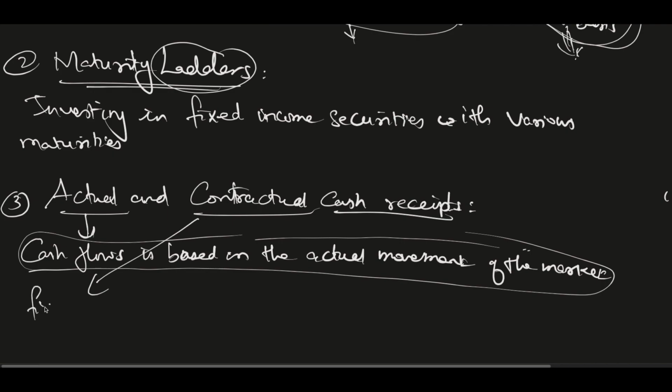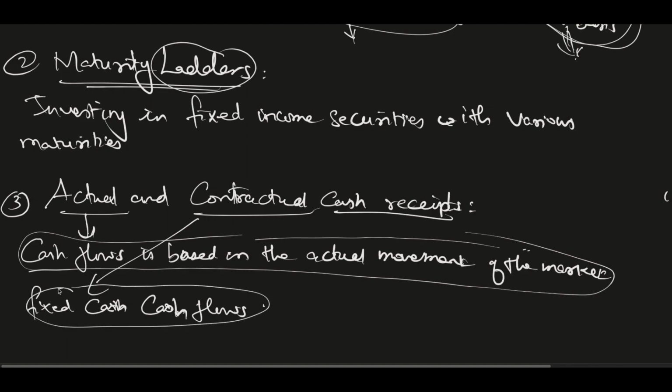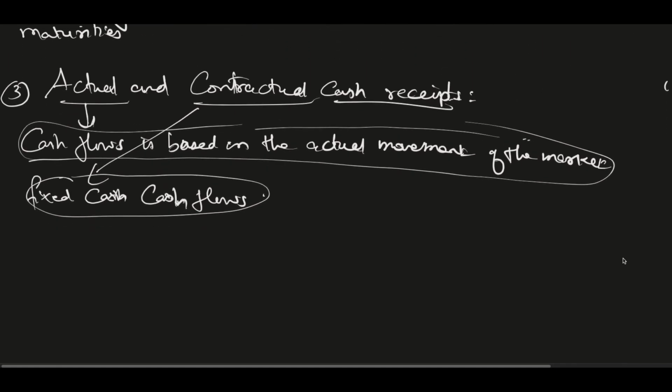Contractual means fixed cash flows, which are not dependent on the market. Your contractual cash receipts should be such that you are able to pay off your liability on time. Actual you cannot rely on much, so the combination should be in such a way that at least the contractual cash flow should be able to fulfill the liability. That is actual and contractual cash receipts.